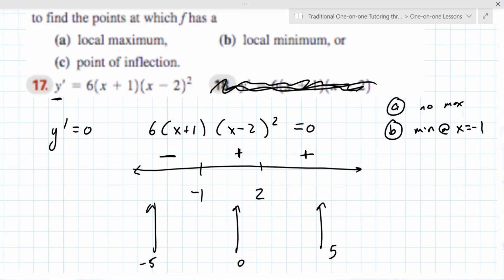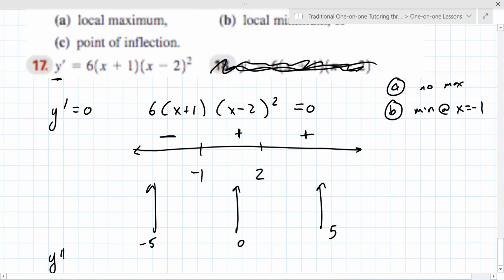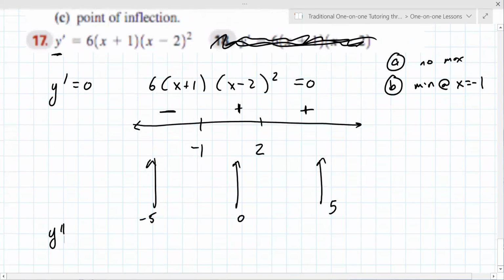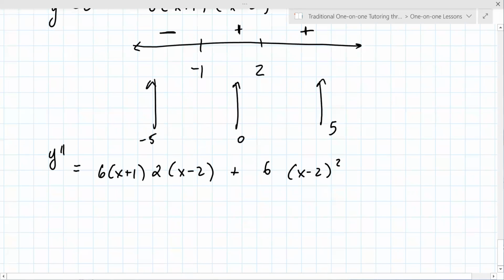Okay. To find part C, we have to take the second derivative. We have to do a y double prime here. Okay, so this is the product rule. I'm going to choose this to be my first, and then this to be the second. So it's 6 times x plus 1 times 2 times x minus 2. The derivative of the inside function is 1, plus x minus 2 squared, and then the derivative of this is just 6. Believe it or not. Okay, so it's not too bad.